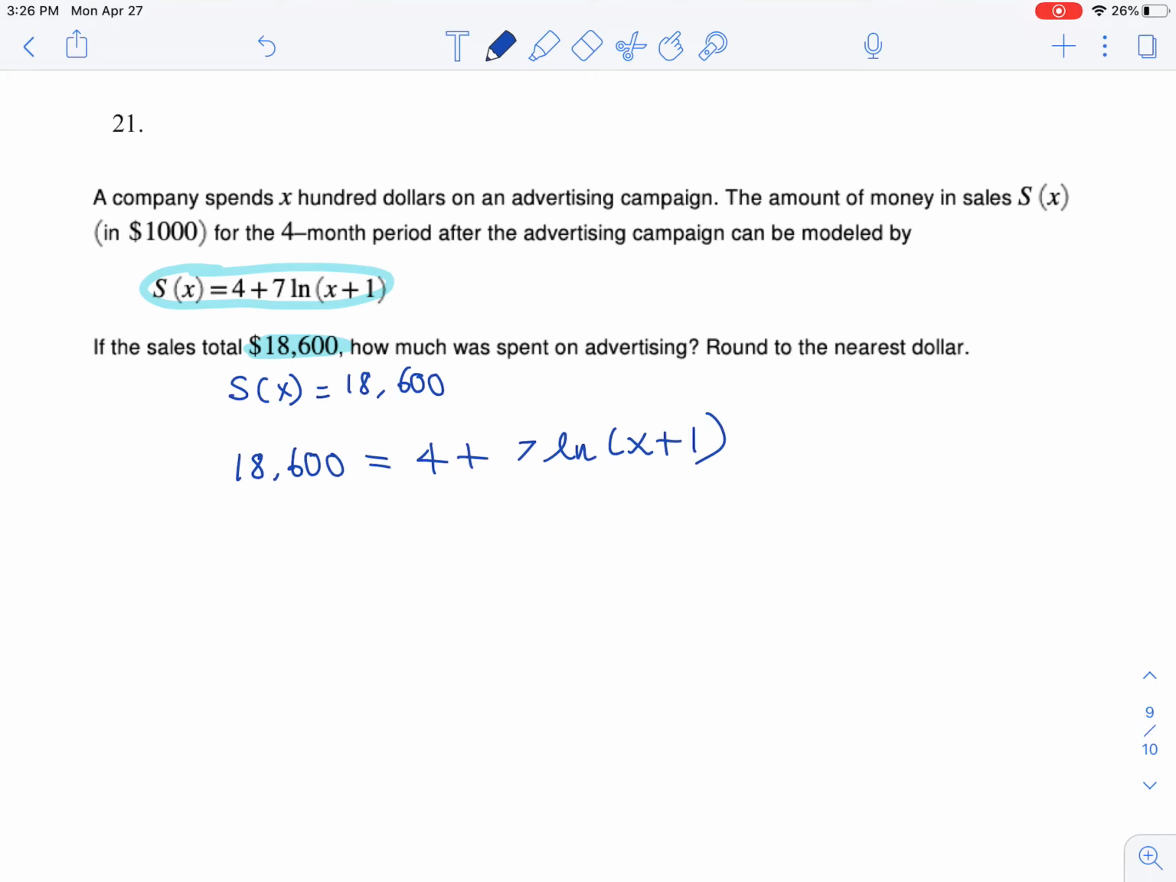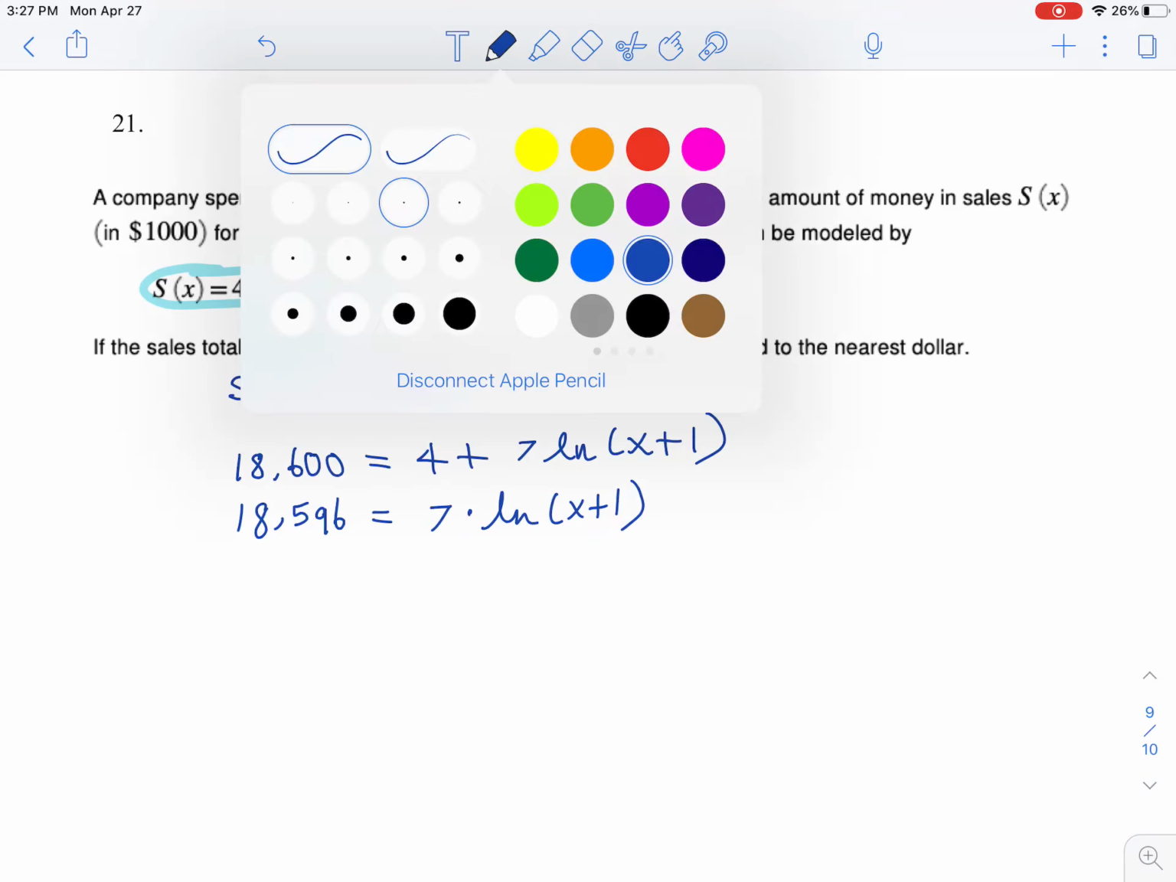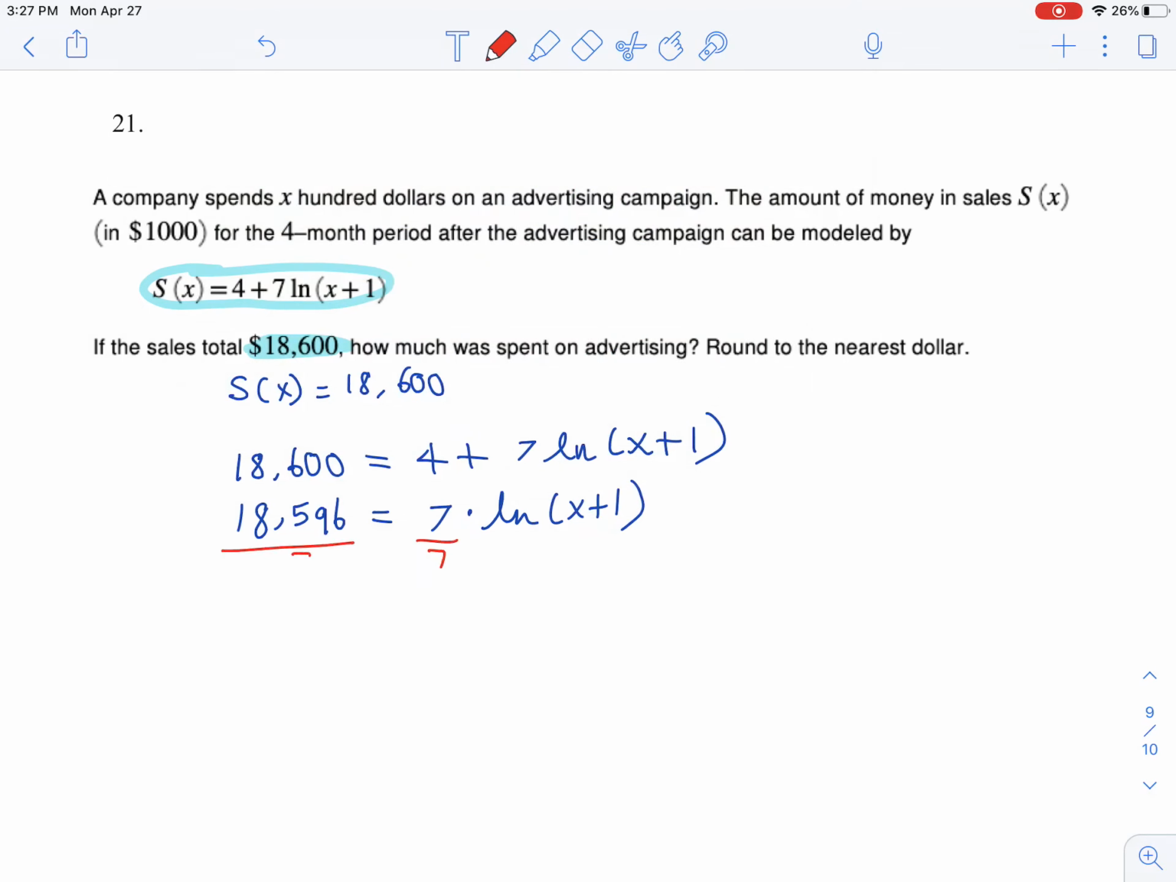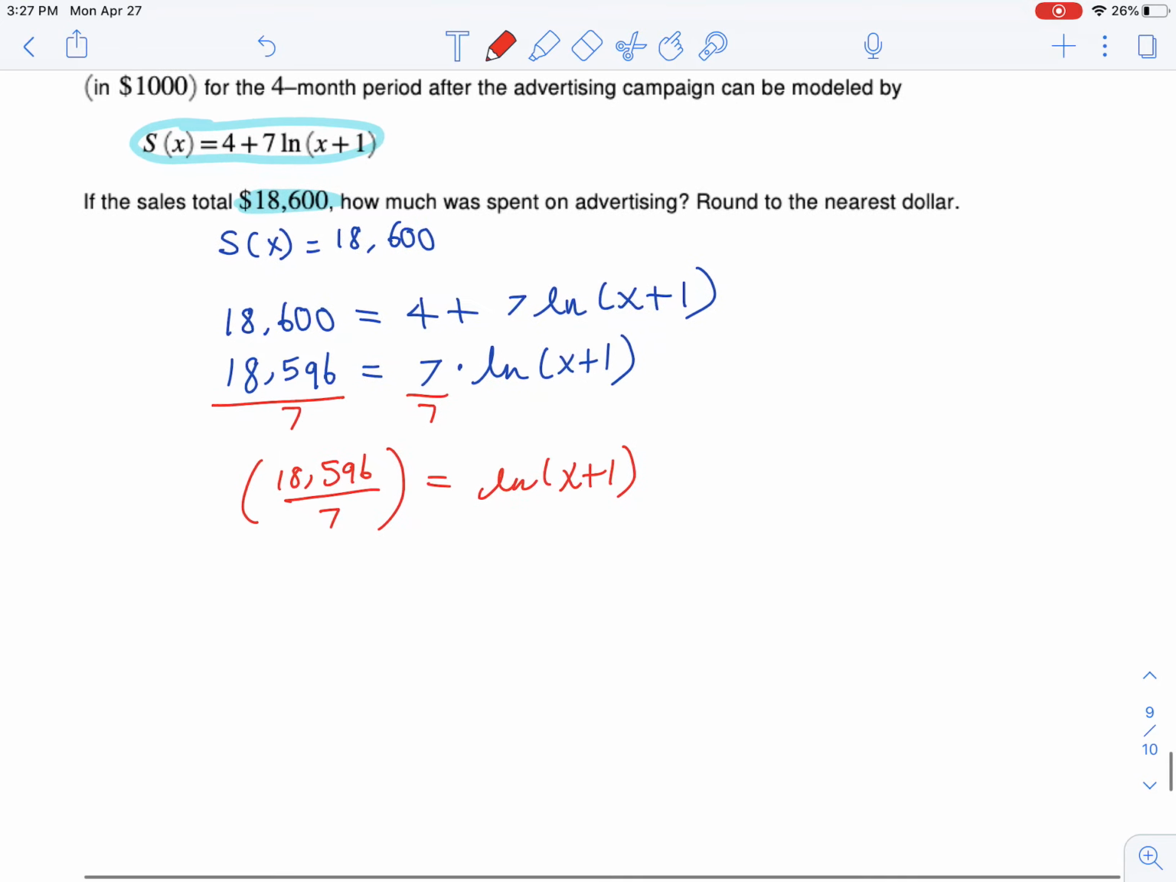Let's find x. Subtract 4 from both sides. 18,600 minus 4 is 18,596 equals 7 times natural log of x plus 1. I'm going to try to divide this on my calculator. It wasn't too nice. The next step is to divide both sides by 7, and I get a nasty looking decimal. So I'll just leave it as a fraction, and that's okay. What do we do now?